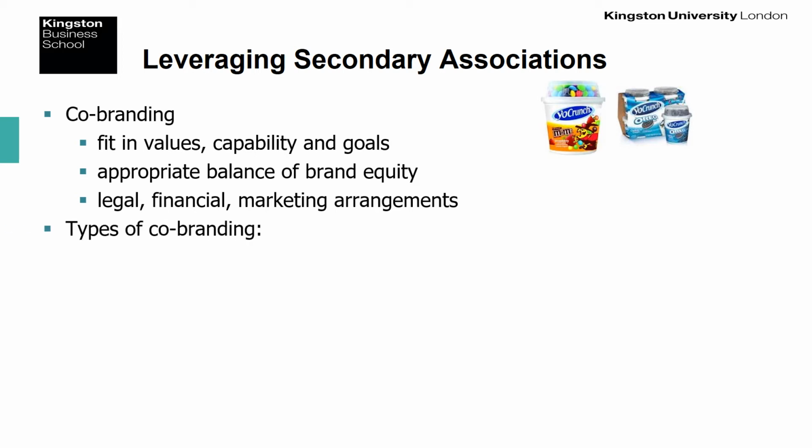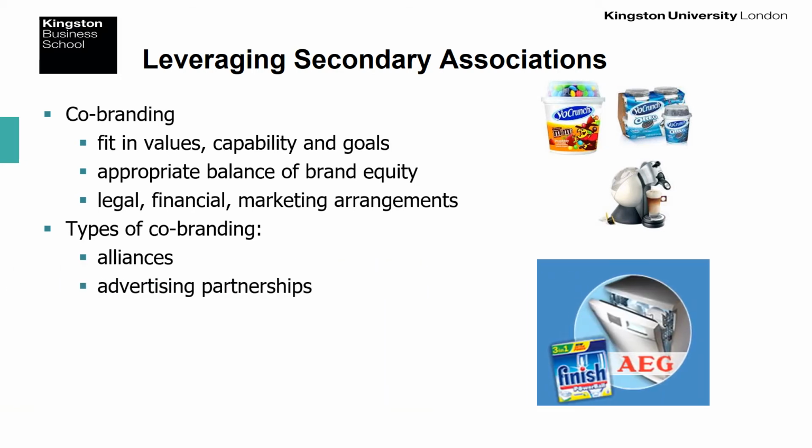There are different types of co-branding. There are brand alliances between, for example, manufacturers of coffee makers and manufacturers of coffee brands coming together to create a brand alliance. So the coffee maker helps to sell the coffee, and the coffee helps to sell the coffee maker. So again, a marriage of convenience.